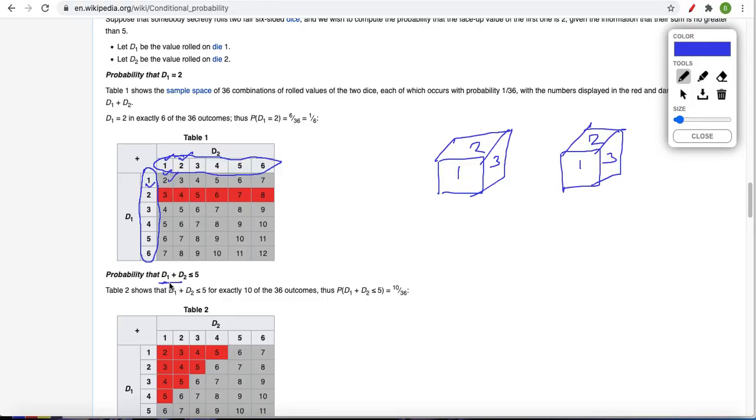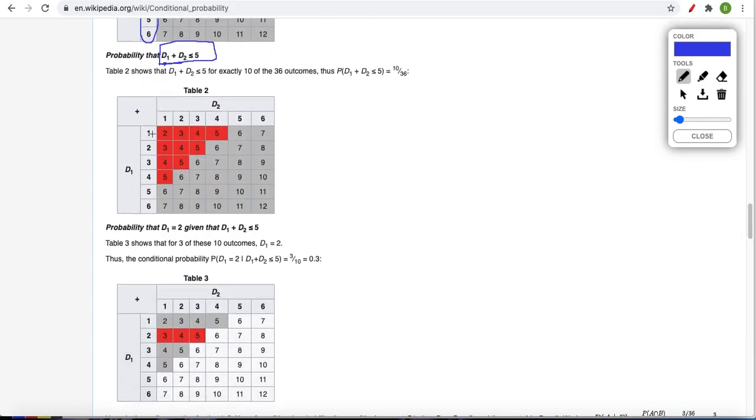Now let us say we want to find the probability that D1 plus D2 is less than 5. So these are the possible cases in which D1 plus D2 is less than or equal to 5. D1 shows 1, D2 shows 1, so the condition is satisfied. D1 shows 1, D2 shows 2, so the output is 3, and the condition is satisfied. Up to this triangle are the outputs which satisfy this condition, right?